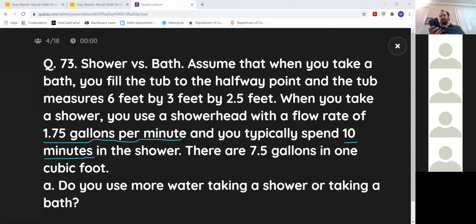So you should have a number, you should have the word gallons. And I feel like this is one that should take you maybe like 30 seconds or something.